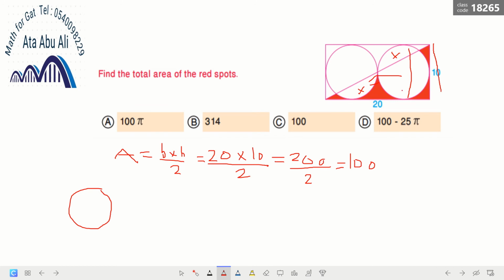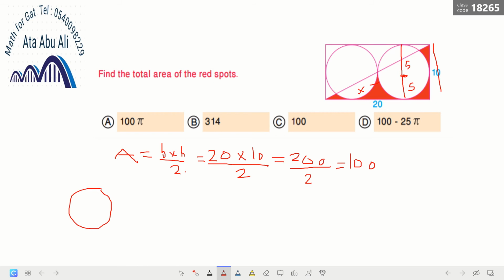That means, sorry, here, if we find the diameter from here to here, it is equal to 10. But as you know, we have to find the radius. So this has become 5 and this has become 5.